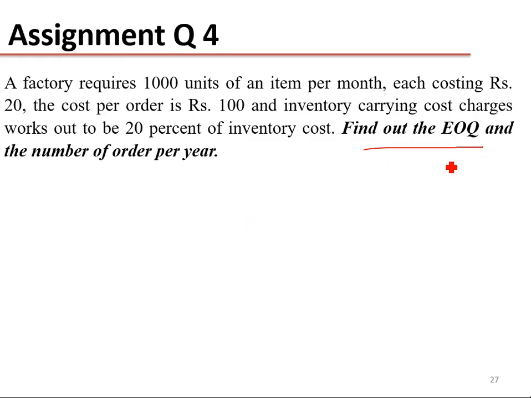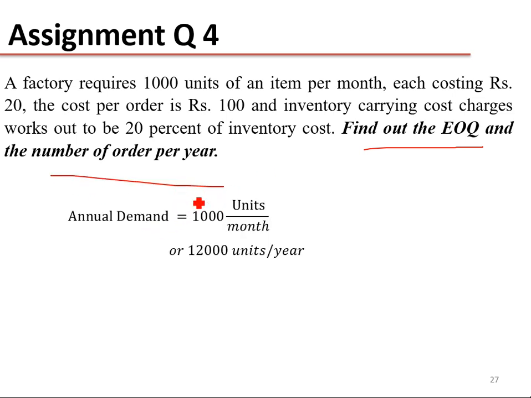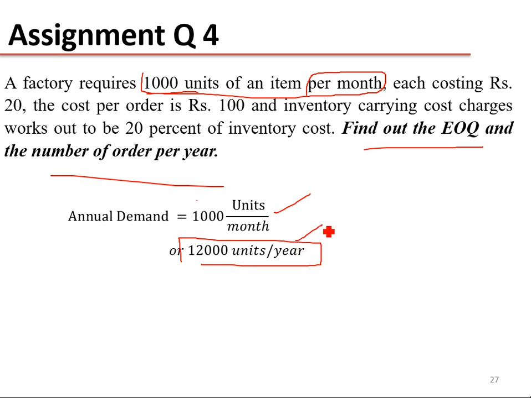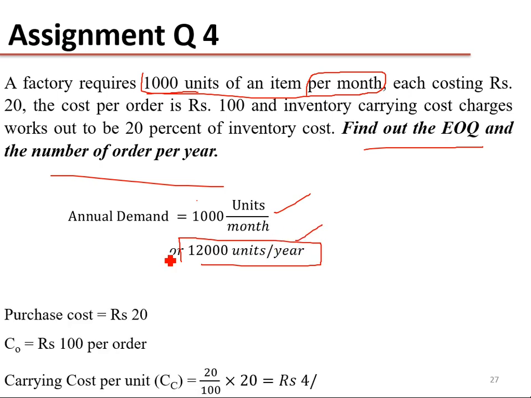So let's start with the simple EOQ model. For the annual demand, in this case it is not annual, it is per month demand. So per month demand is given and we convert it into a year. So our annual demand is 12,000 units required in a year. And from this we know the purchase cost, which is given: 20 rupees.